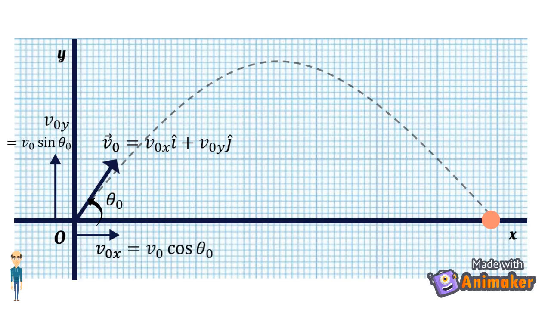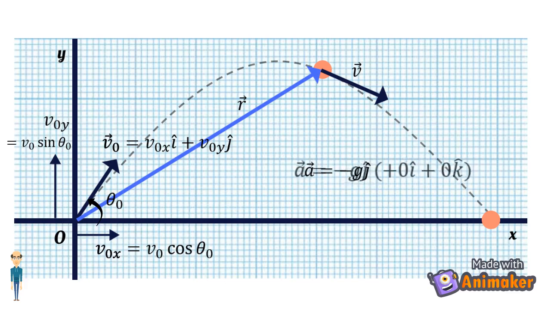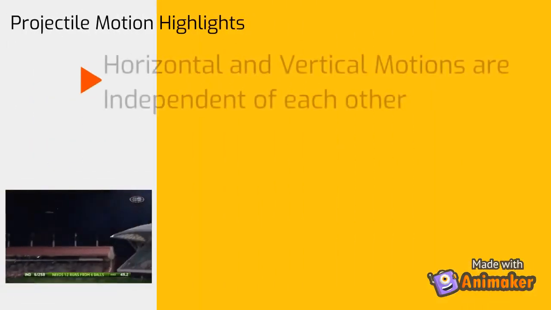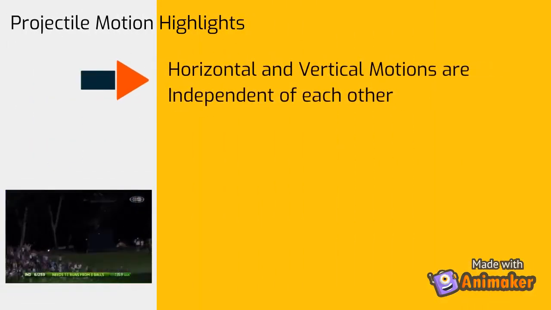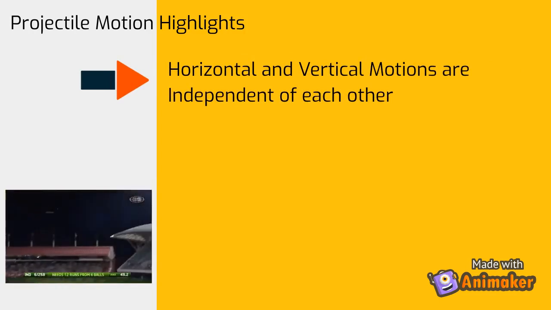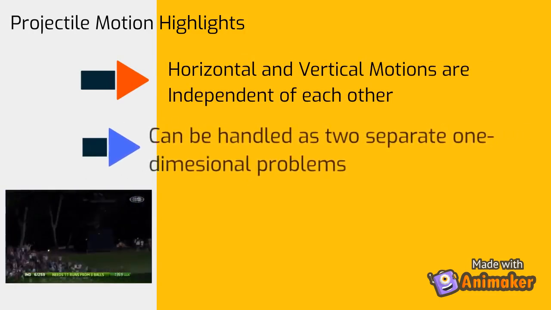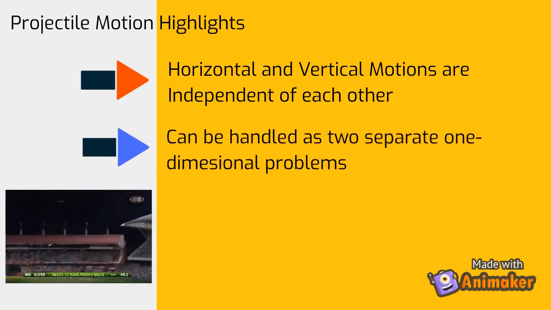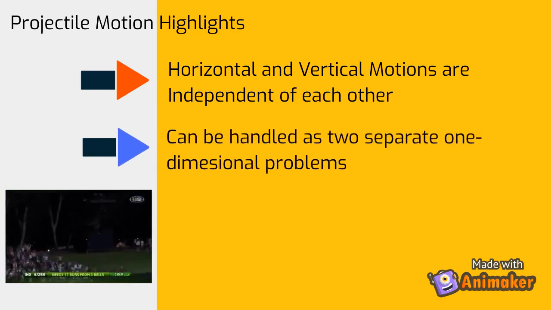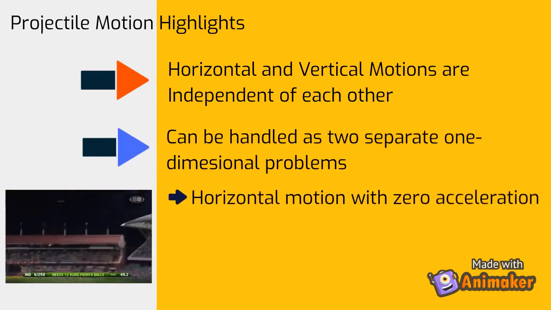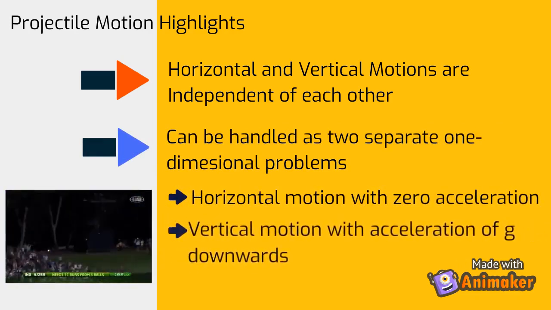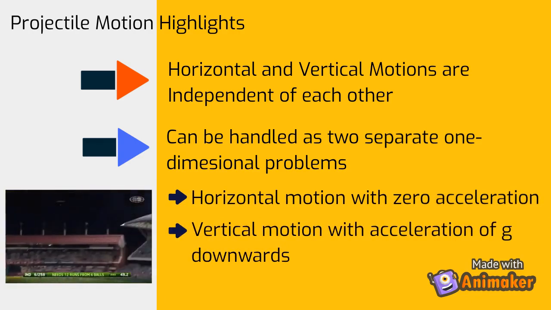During its two-dimensional motion, the projectile's position vector r and velocity vector v change continuously, but its acceleration vector a is constant and is always directed vertically downwards. The projectile has no horizontal acceleration. In projectile motion, the horizontal and vertical motion are independent of each other. That is, neither motion affects the other. This feature allows us to break up a problem involving two-dimensional motion into two separate and easier one-dimensional problems, one for horizontal motion with zero acceleration and one for vertical motion with constant downward acceleration.